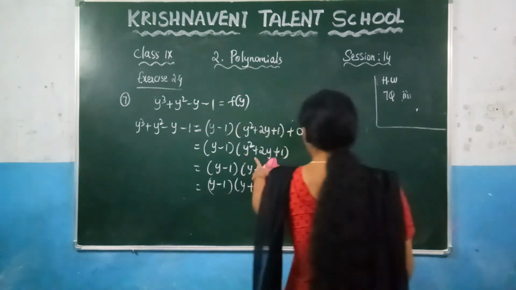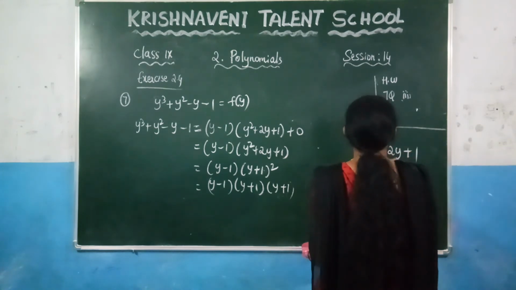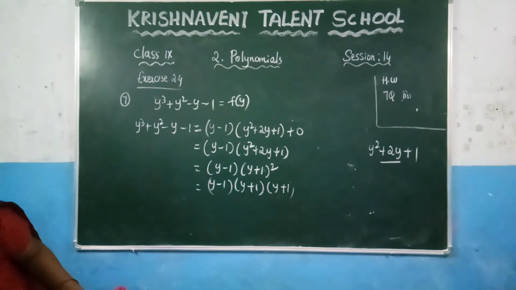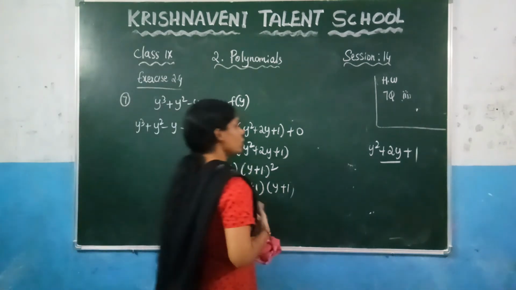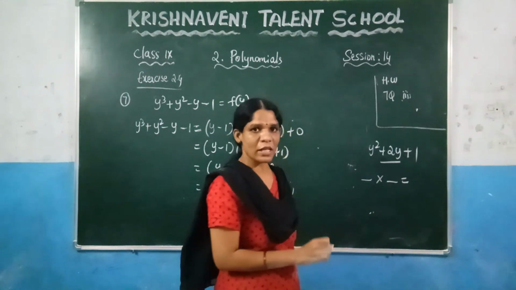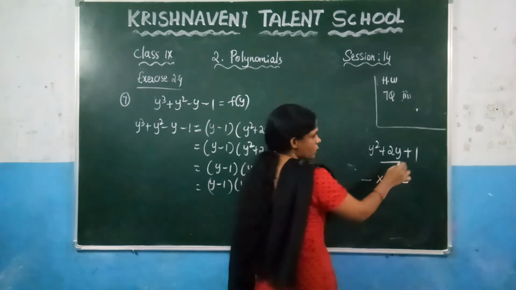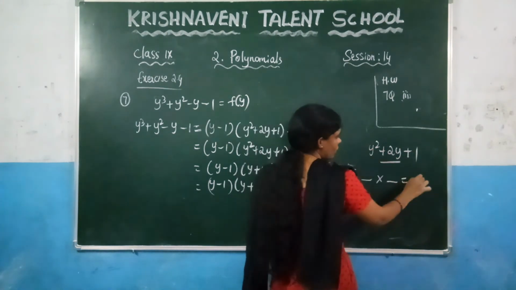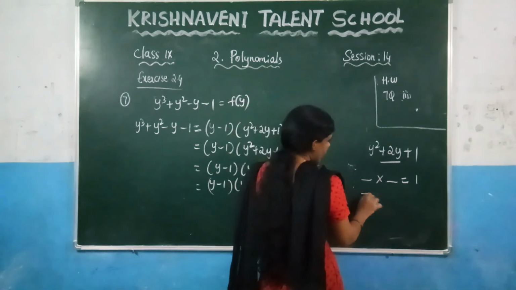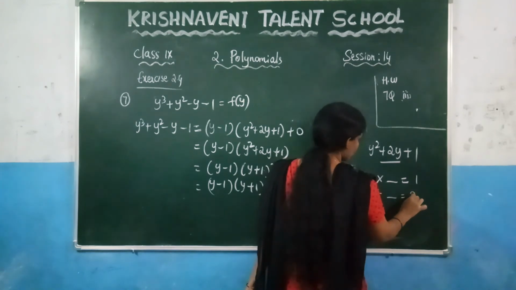So here what we have written is y square plus 2y plus 1. So you need to split the middle term here. How do you split the middle term? You need to take two values such that while multiplying those two values you get the product of the constant and the coefficient of y square, which is nothing but 1 into 1, which is 1. And while adding the same two values, you need to get 2.